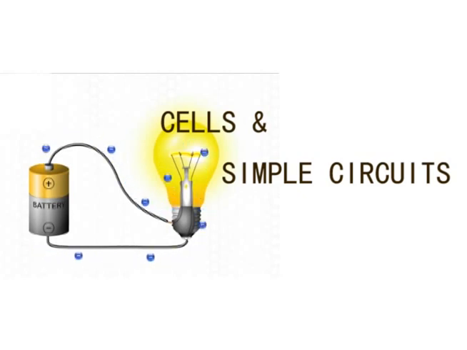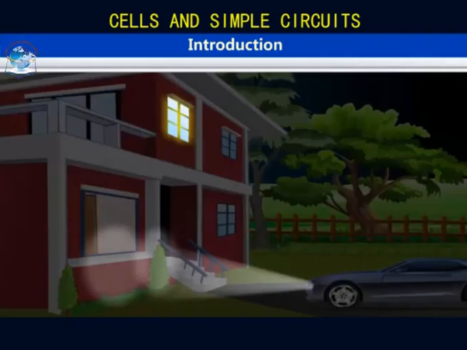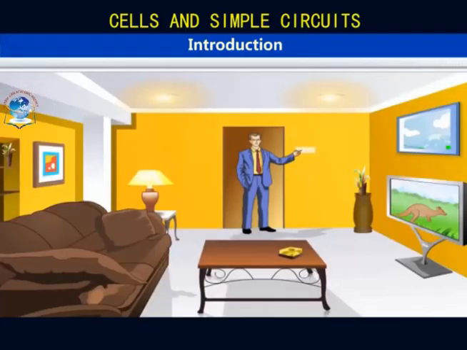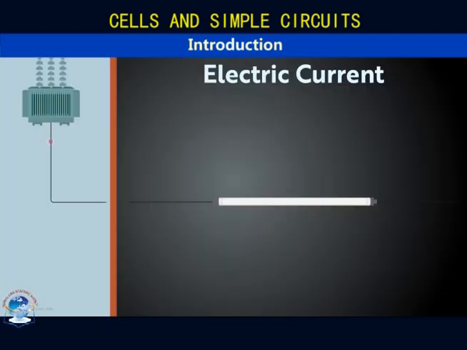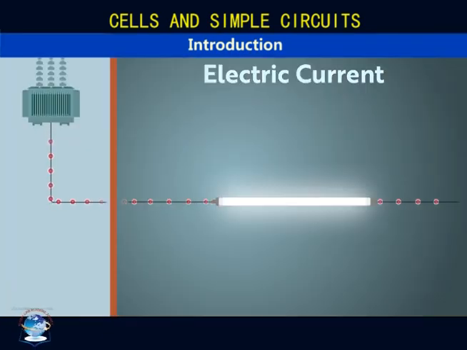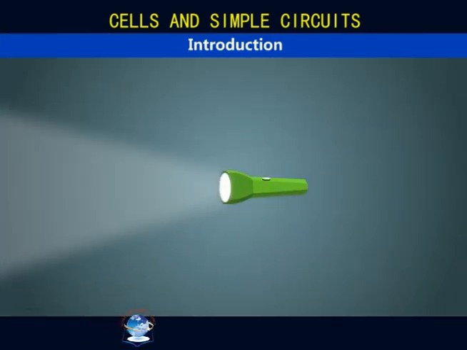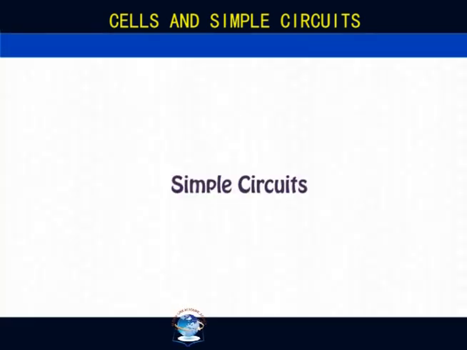Last chapter, cells and simple circuits. Now, we use electricity for almost all the appliances at home. Lights, television, music systems, and computers all run on electricity. How electricity powers these devices is a whole different issue. We need to first understand what electricity is by looking at simple circuits.